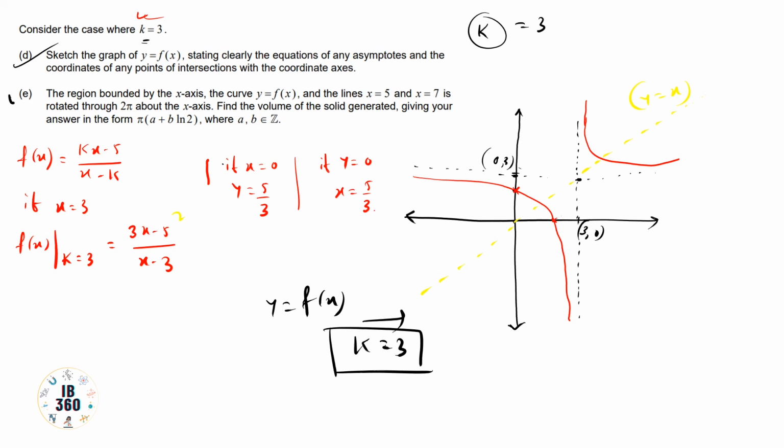Okay, now the last question of this particular thing: the region bounded by the x-axis, the curve y equals f(x) and the lines x equals 5 and x equals 7 is rotated through 2 pi about the x-axis. So we are rotating this about the x-axis. Okay, I am not drawing this graph in the next slide, so try to understand the fact here. Find the volume of the solid generated, giving your answer in terms of pi.